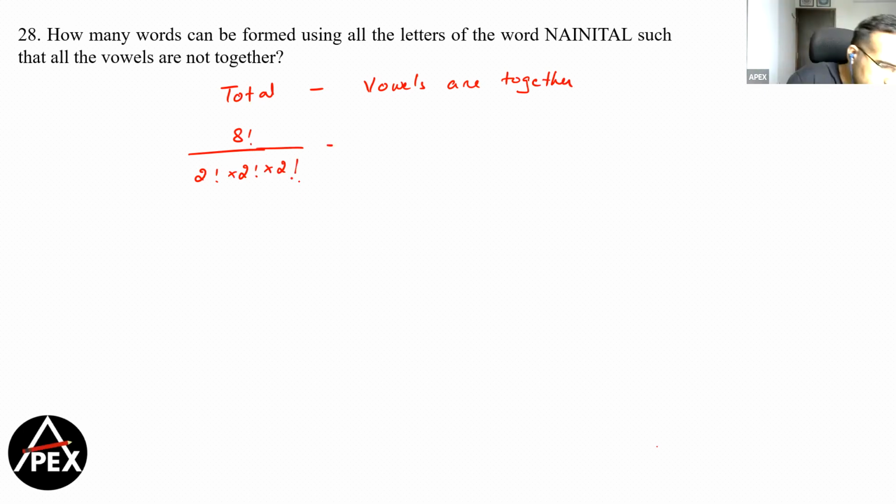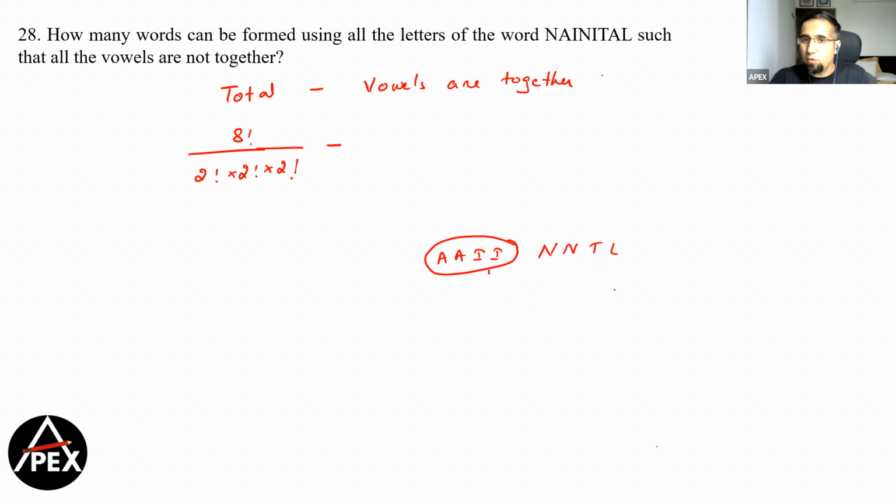Now let's understand what is happening with the vowels being together. Now in Nainital, what are my vowels here? The vowels are A, I. I'm considering them as one unit. Then I have N, T, L. So this is 1, this is 2, this is 3, this is 4, and this is 5. These are my 5 units.